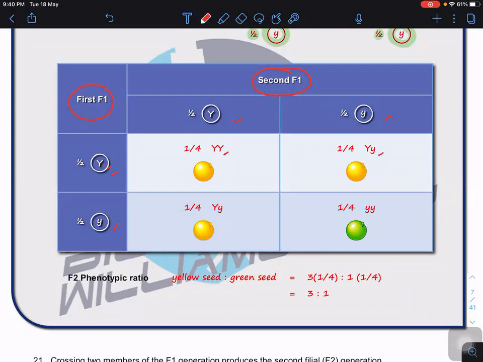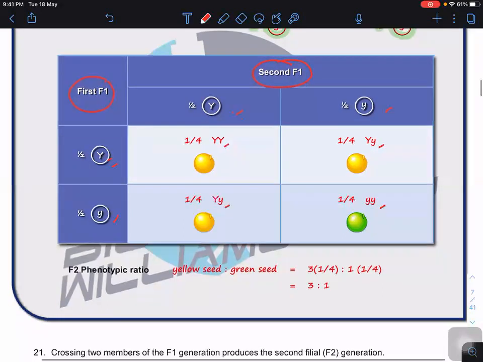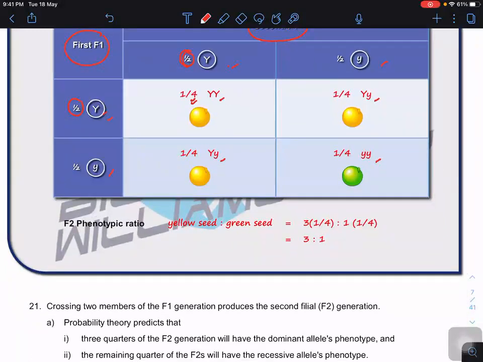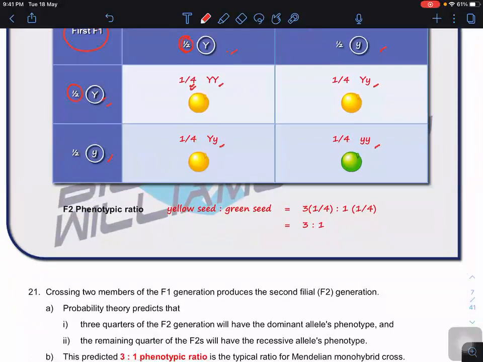And then big Y, small y, big Y, small y, small y, small y. So what you're going to do here is multiply the probability. So half and half, you get 1/4 each of them. So when you need to get the phenotypic ratio, the correct step here is you need to show the ratio.